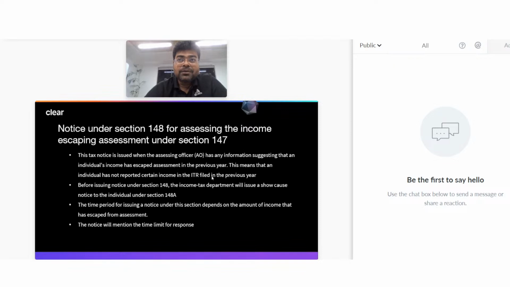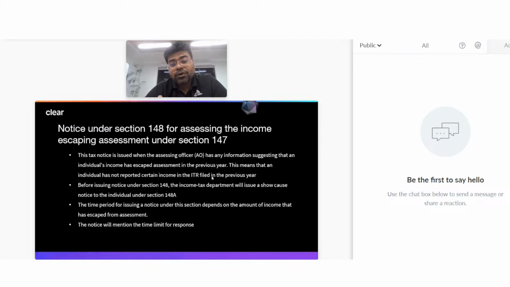They will send you reminders. They will send you intimation time and again to get you to respond to those notices. However, if you are not choosing to respond to those notices, after 3 or 4 trials, the department will stop sending you reminders.